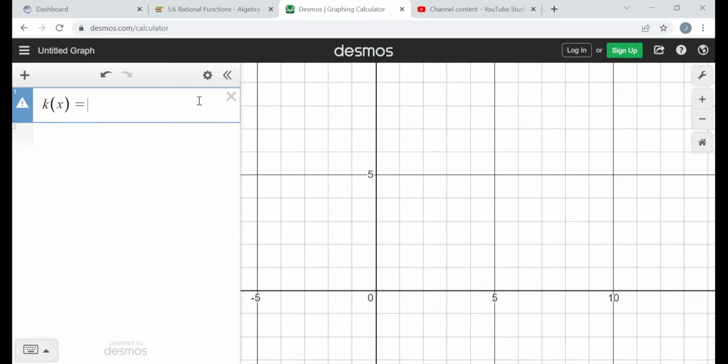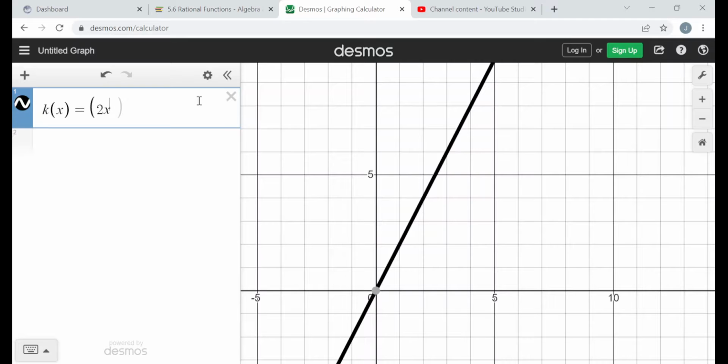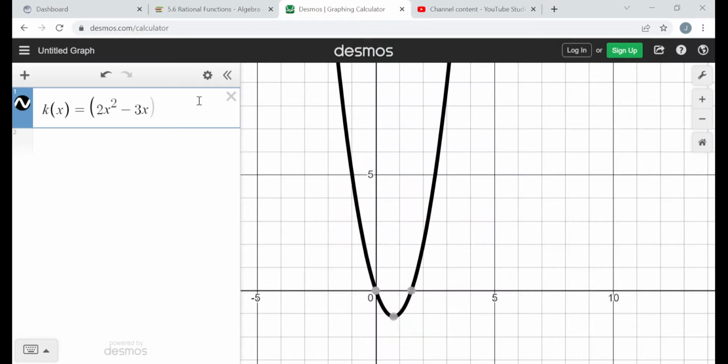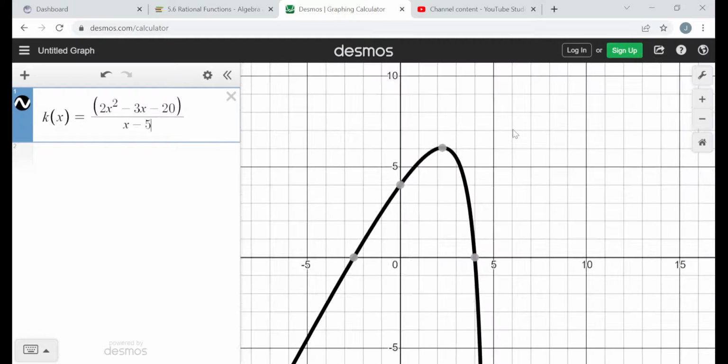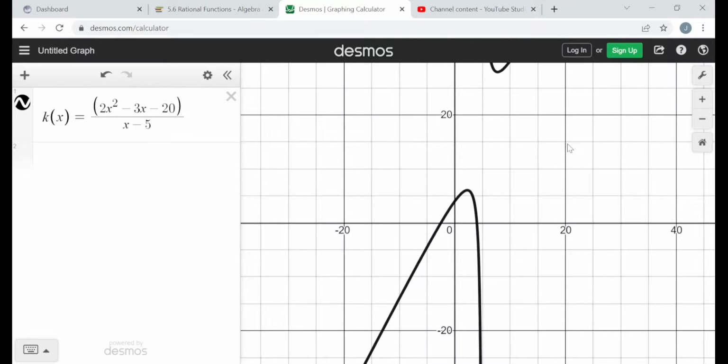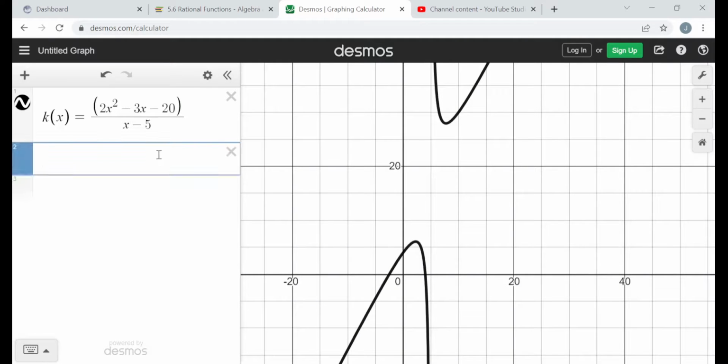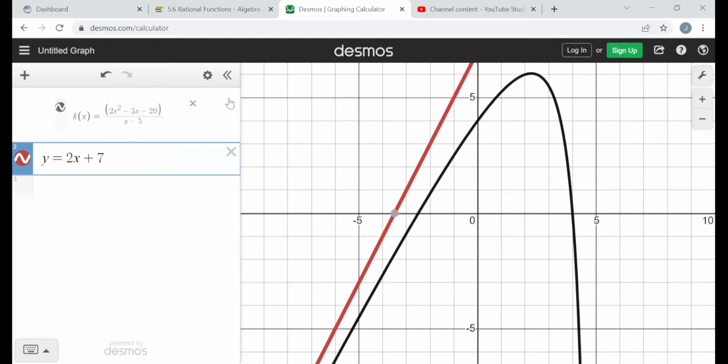K of x equals, numerator 2x squared minus 3x minus 20, denominator x minus 5. And if I zoom out big enough to 34 up there, right there it is. And I'll put in the slant asymptote that we had, y equals 2x plus 7. And you see how it's following that line to the far right and the far left. I can make it a dashed line, but hopefully you see it. And x equals 5 is a vertical asymptote. It's got all the points I mentioned on it. You could look at a table, but I'm satisfied. I'm happy with the way my graph looked compared to this one.